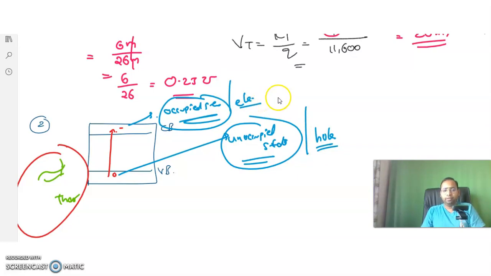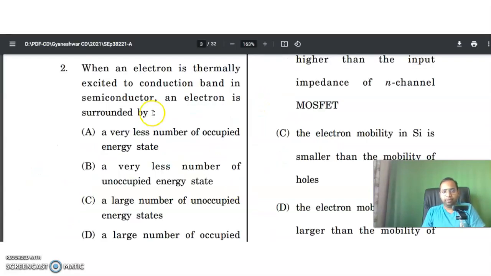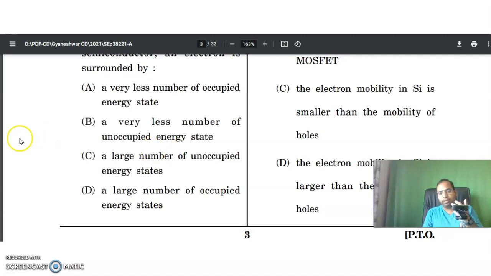Fine. Based upon this concept, now we can opt for the answer. Please have a look. When an electron is thermally excited, meaning we are giving some external thermal energy, the electrons are excited. Now let's have a look. Very less number of occupied states will be there in the conduction band. Very less number of unoccupied energy states, large number of unoccupied states, or else a large number of occupied states. So what might be the answer here? We can take option D as the correct answer.